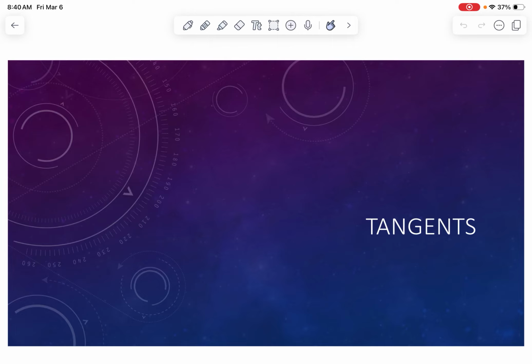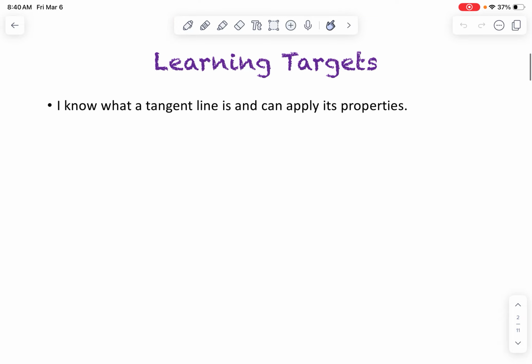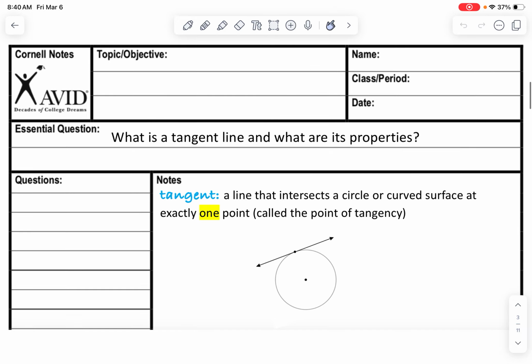Okay, this lesson is on tangents. So we're going to learn what a tangent line is and apply its properties. Okay, so what is a tangent? A tangent is a line that intersects a circle or a curved surface at exactly one point. This is called the point of tangency.